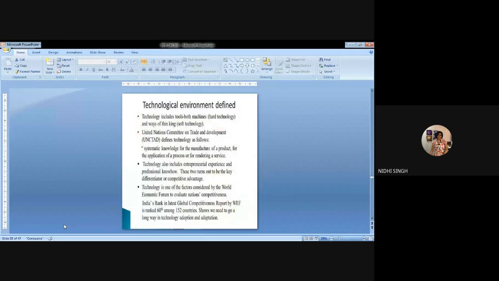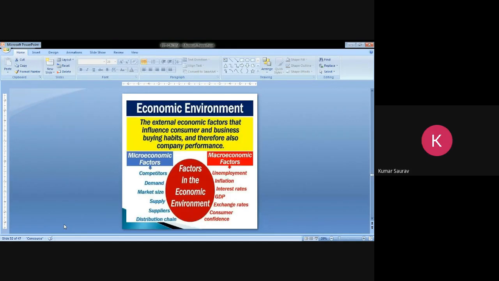Now, what is the technological environment? It includes tools, both machines and ways. Madam, which is more important, the micro or the macro factor in the economic environment? What do you think? Madam, both are important. Both are dependent on each other. We can't exclude anyone. Okay?